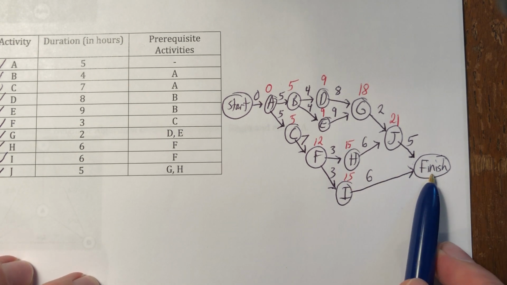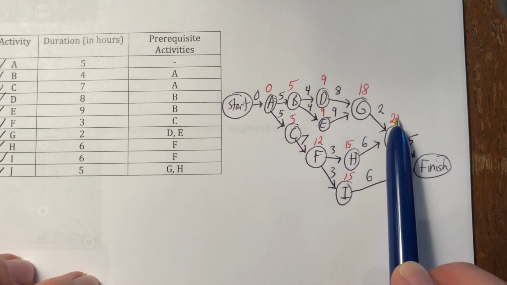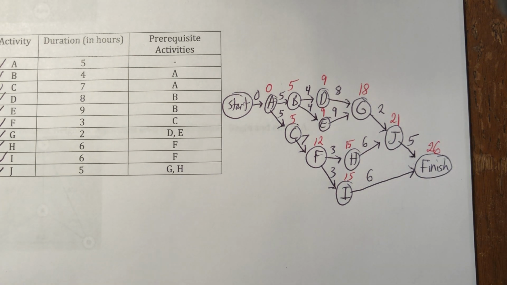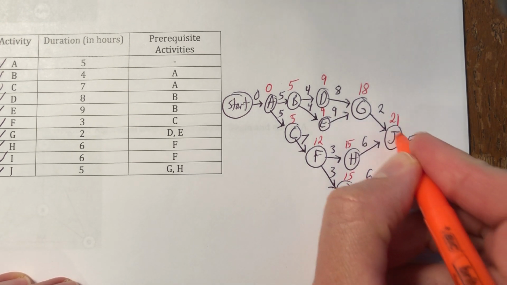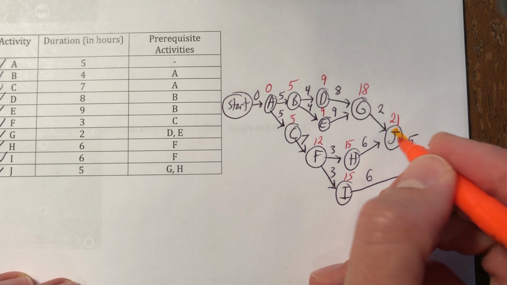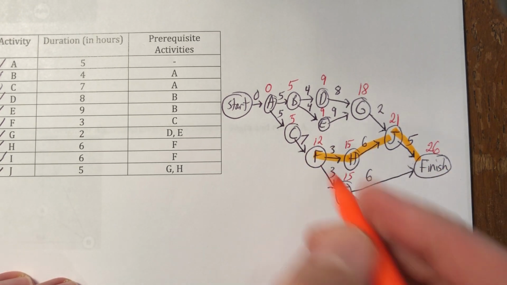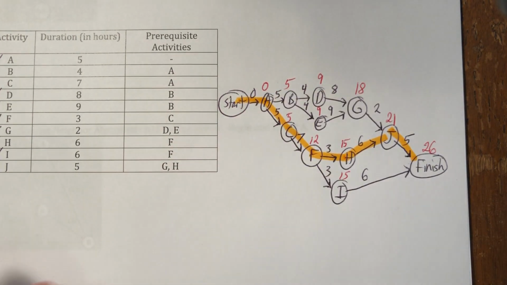Okay, we're going to the finish. In order to determine this one, I need to consider both options. I either have 26 or 21. It's 26. Let's use the orange highlighter. I like this orange highlighter. It's a good one. Where'd the 26 come from? Here. Where'd the 21 come from? Here. Where'd the 15 come from? Here. Where'd that 12 come from? Here. Where'd the 5 come from? Here. There we go.